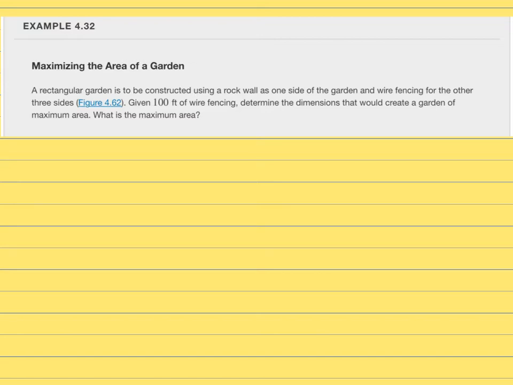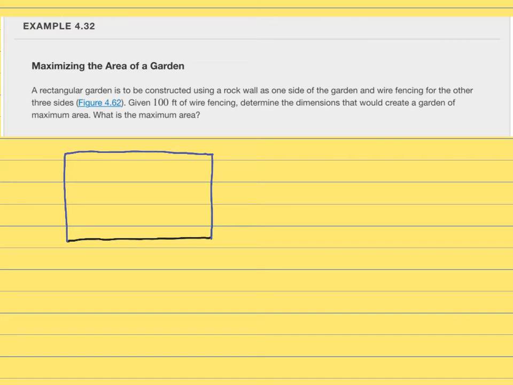A rectangular garden is to be constructed using a rock wall as one side of the garden. So let's make the rock wall this right there. The rock wall is one side of the garden, and then wire fencing on the other three sides. So one, two, three, and there's our rectangular garden. Given 100 feet of wire fencing, determine the dimensions that would create the garden of maximum area. And then what is the maximum area?